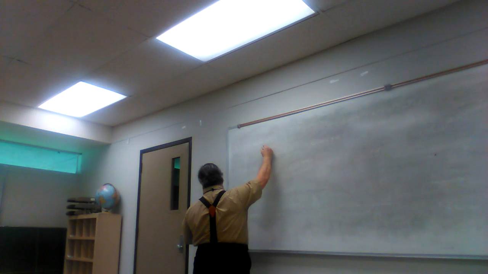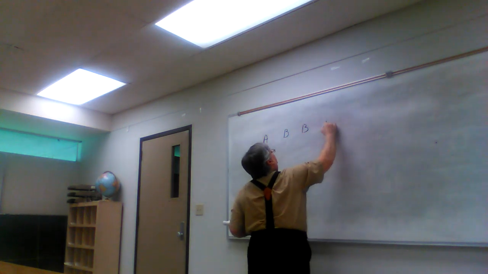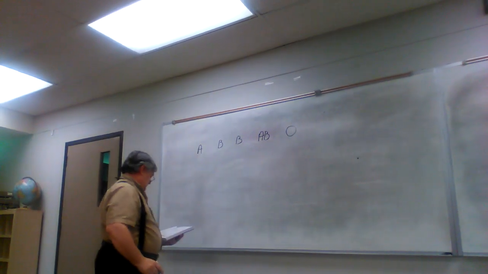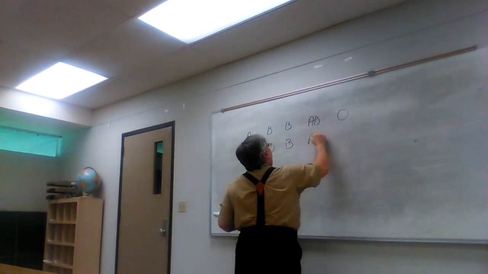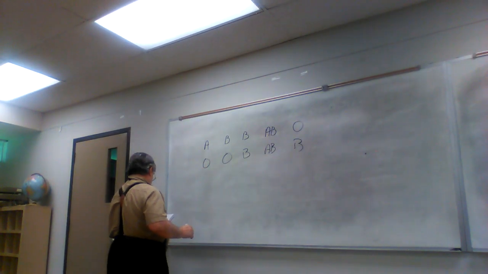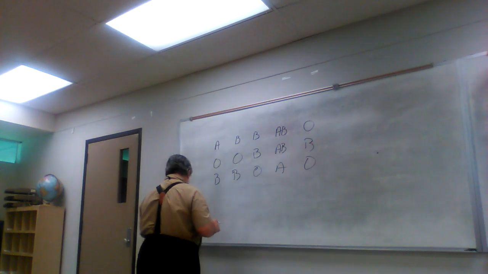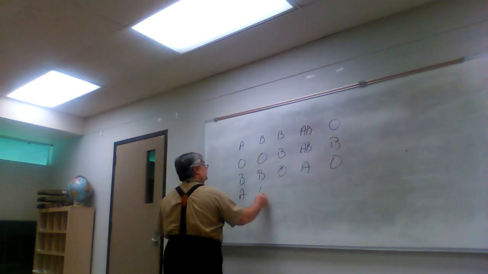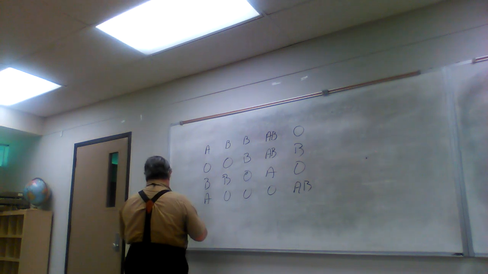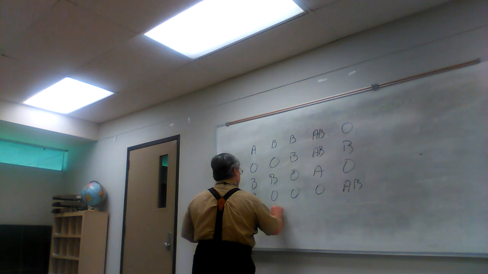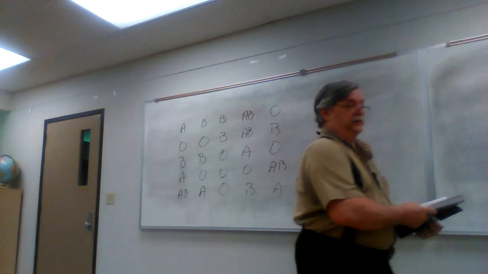It's tabulated. It's AB, B, AB, O, followed by O, O, B, A, B, B, B, B, O, A, A, O, O, O, AB, and finally AB, A, O, B, A. Now that is our raw tabulated data.